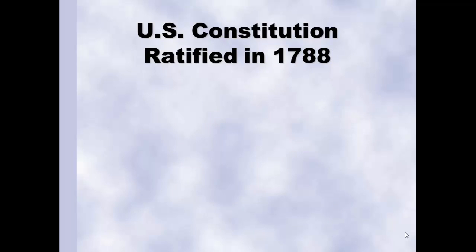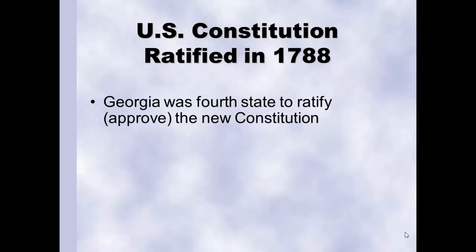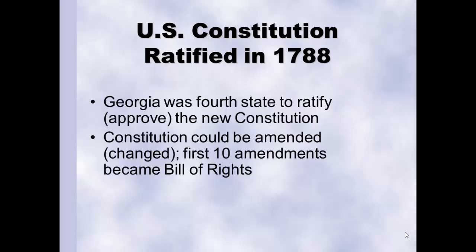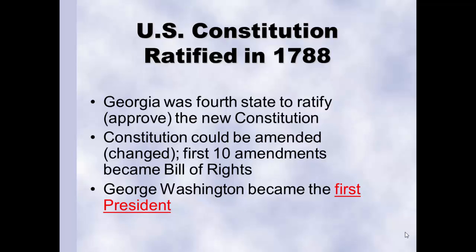The U.S. Constitution was approved, or ratified, in 1788. Georgia was the fourth state to ratify. The first 10 amendments are our Bill of Rights, and of course the Constitution could be changed or amended. And as you can see, George Washington became the first president.